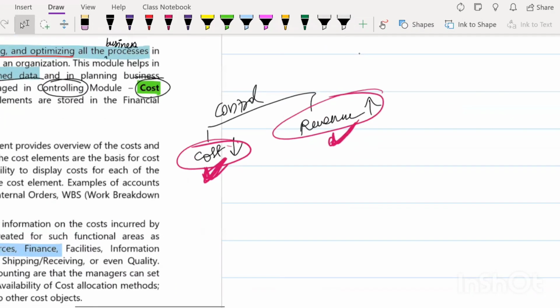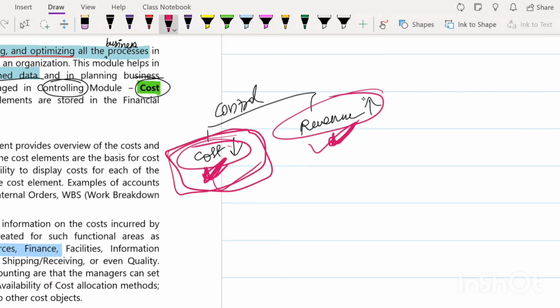Can you tell me, if we keep a control on one of these two aspects, where a higher control would be placed? Would you keep a higher control on reducing the cost, the minimization of cost, or would you keep a higher control on the maximization of revenue? What do you think? Where would the control aspect have a higher lenience towards? Cost. Very good.